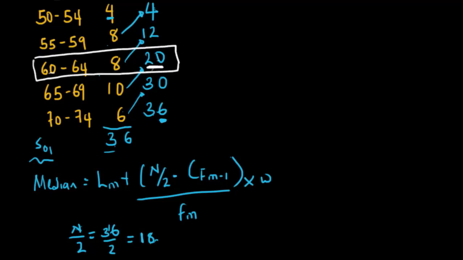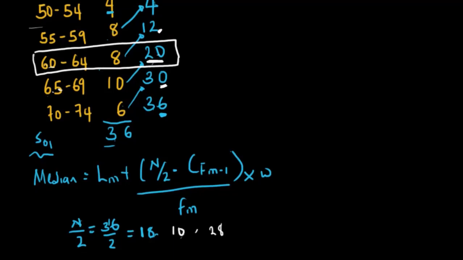Now if, for example, we found our n over 2 to be, let's say, 10, it means that the median class will be the second row, because the 10th value will be found here. If our n over 2 gave us, say, 28, it means that the median class will be this second to last row, because 28 can be found here. Do you understand?